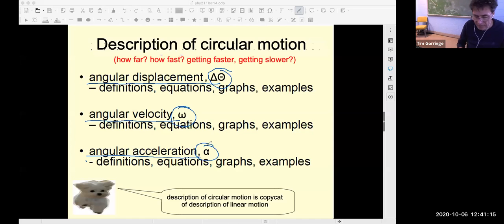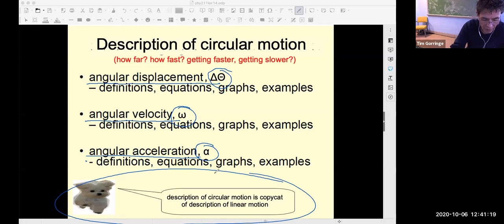And as I say, the key point here is that our description of circular motion is kind of a copycat. It's just the copycat of our description of linear, straight line motion. So as we work through our description of circular motion, we can go a little bit faster, because it's really a review. We're really recalling our description of linear, straight line motion.